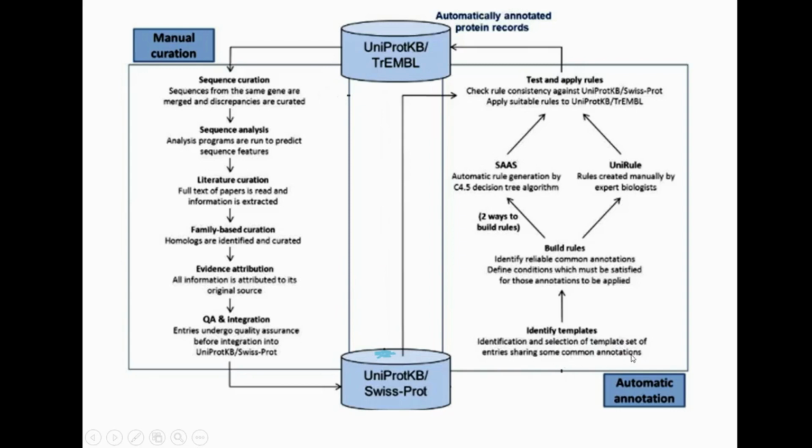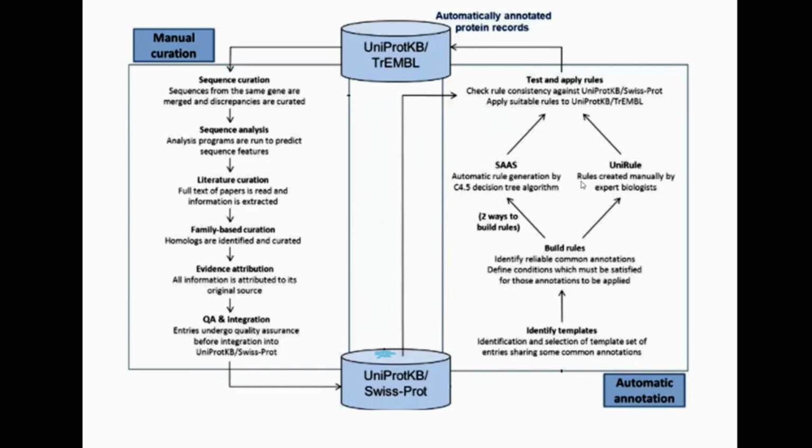sharing some common annotation. The second step is to build rule. The build rule is done to identify the reliable common annotation. There are two ways to build rule, SAS and UniRule. SAS is an automated rule generation by the C4.5 decision tree algorithm. It is algorithm based. And the second one is UniRule, the rule created manually by the expert biologist.